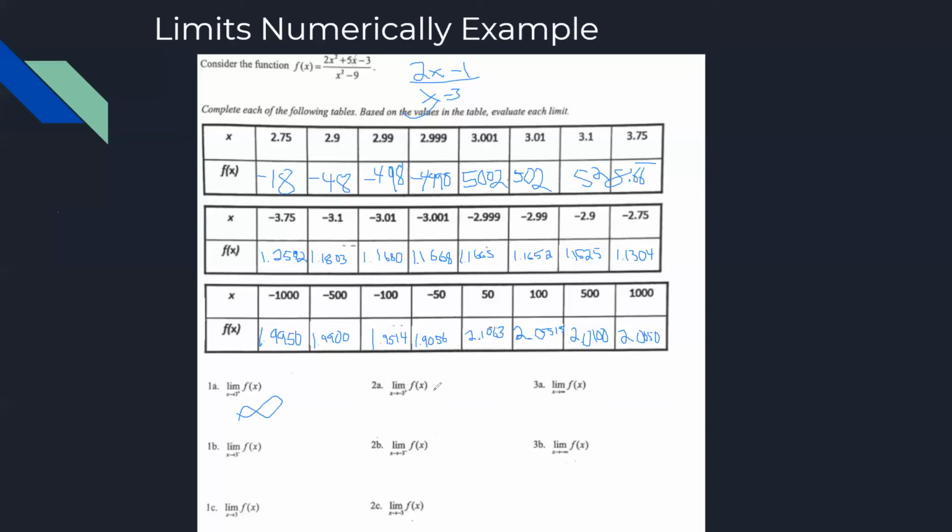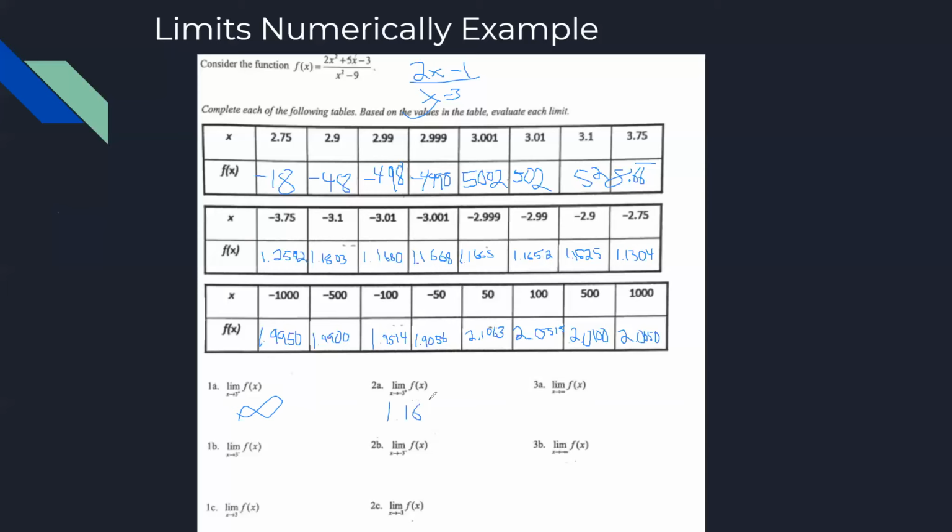Now it asks the limit of the function as x approaches -3 from the right side. So -3 from the right side, we would be looking at this graph, or this table, sorry. So you can see that it gets increasingly bigger, but it approaches like 1.16-ish.